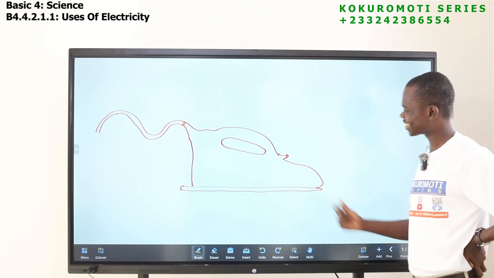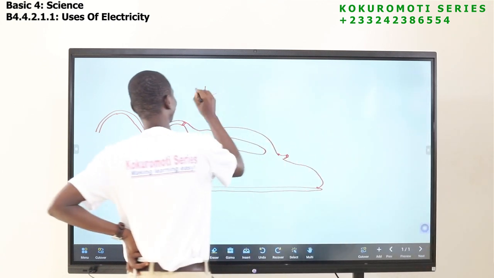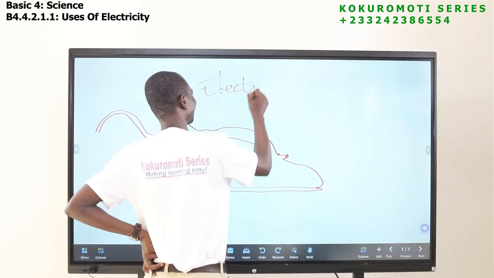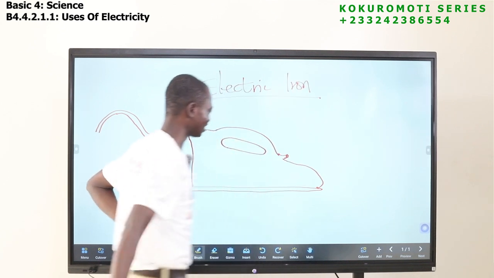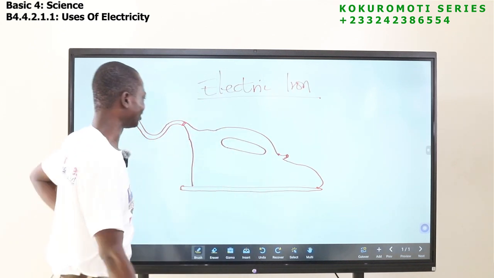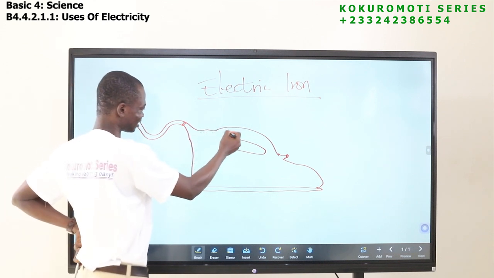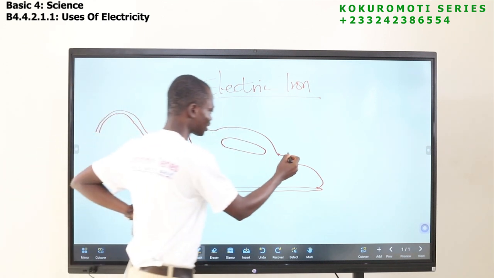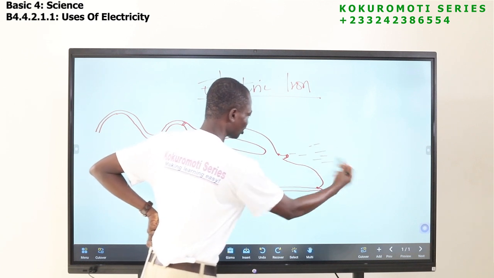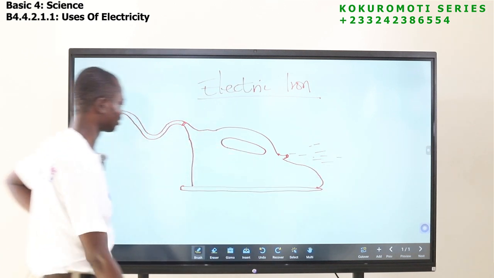Oh, this is not iron. This is an iron. Electric iron. So this is what? Electric iron. You see, this is where you hold it. This is the handle, right? I will not color it, but you should know this is where the water will come from. Have you seen it?